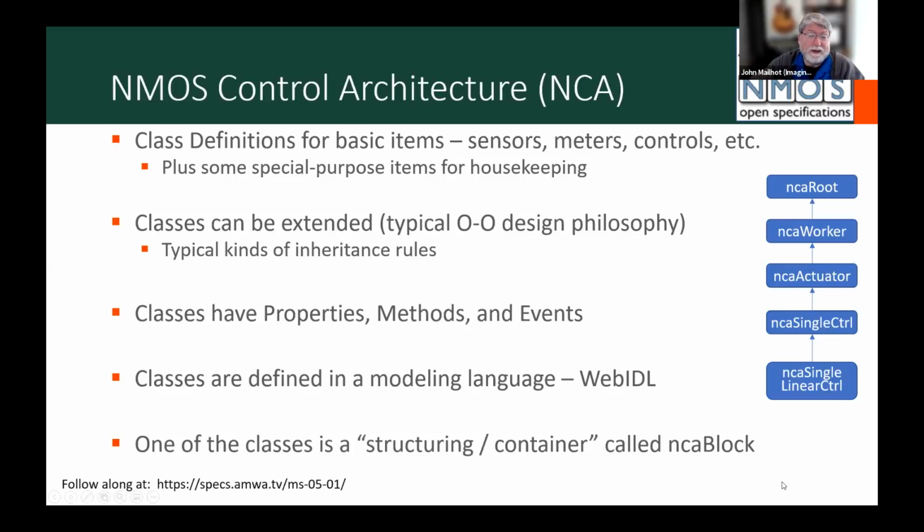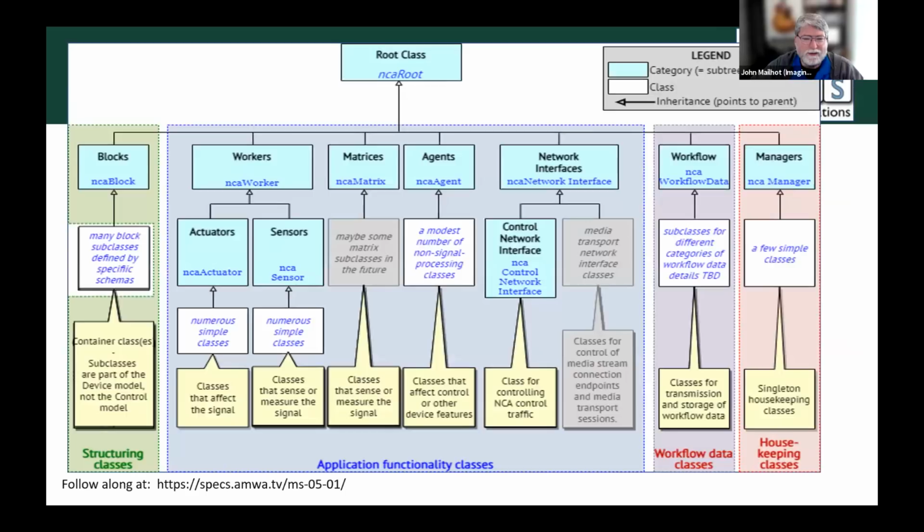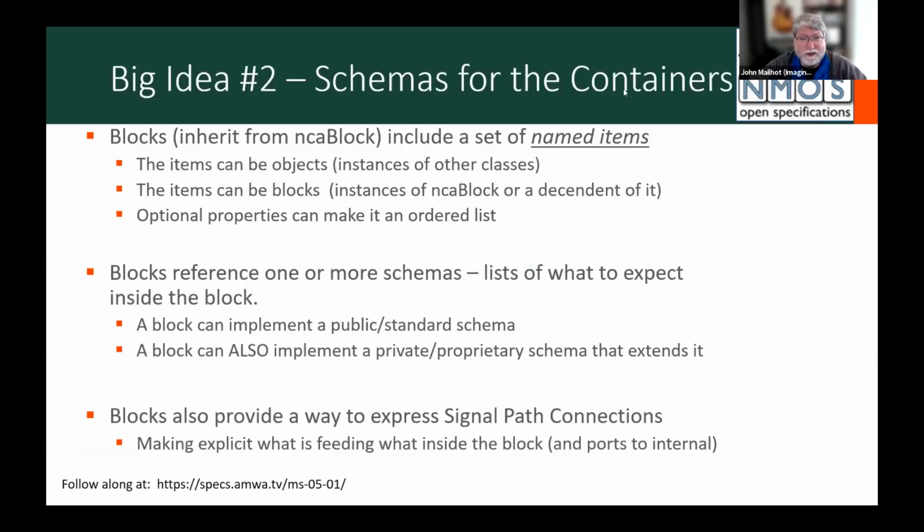But how does it relate to a device? Well, in a device, you would have instances of those classes associated with each of the things. And then they're organized in blocks in a structure, and that's how it works. So in fact, this is the beginning of our class tree with the root class at the top that has all the generic stuff, and then all the other class definitions inherit from it. And again, standard stuff.